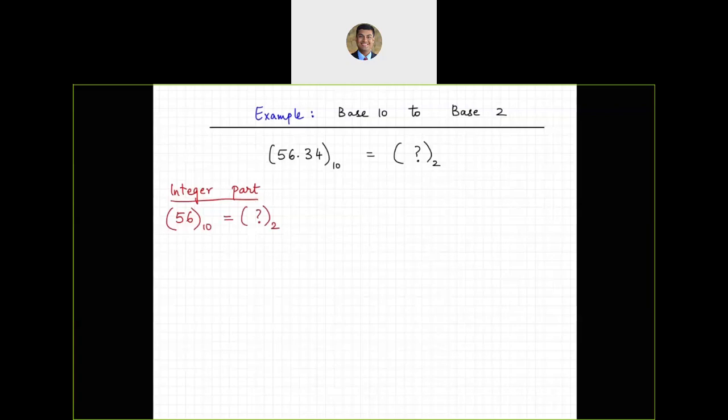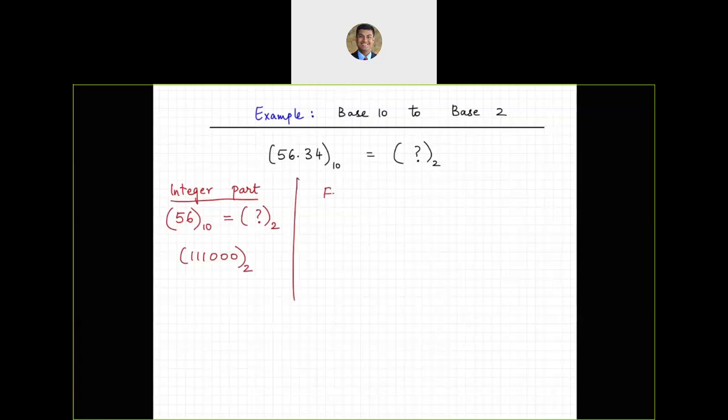So if I remember correctly, the answer was 111000, I think 3 zeros. So we got 8, 16, and 32. Yes, 8, 16, and 32 will make it. So that's the integer part. So that's good. Let's leave it by the side.